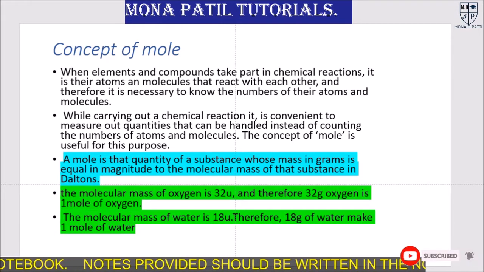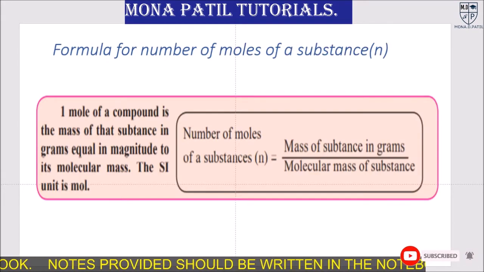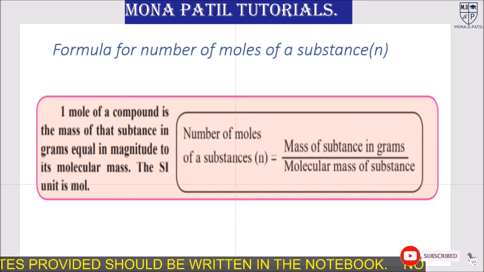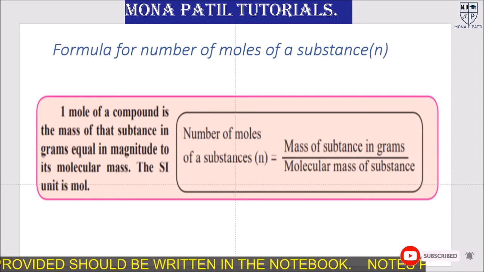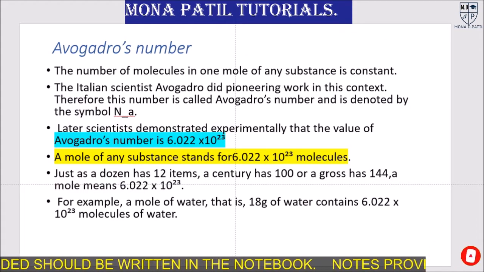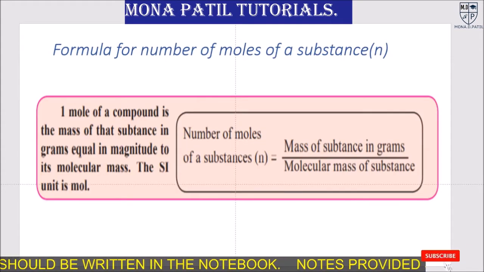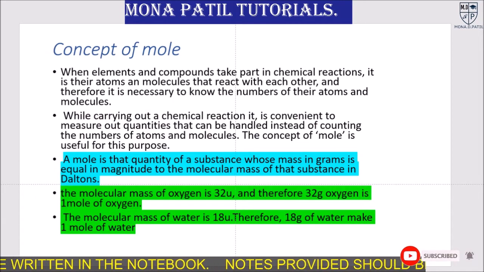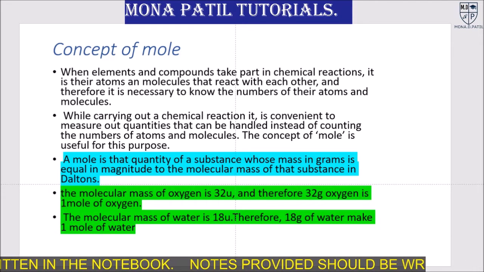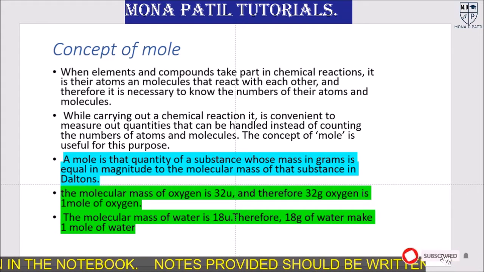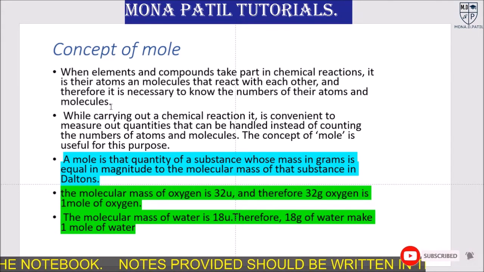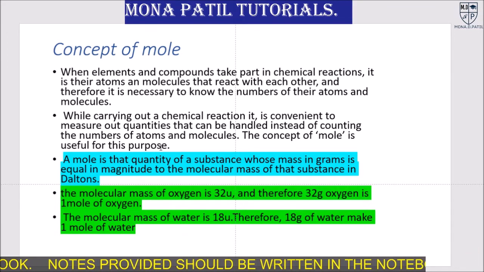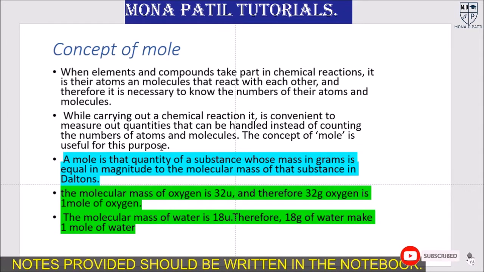Then, when elements and compounds take part in a chemical reaction, it is their atoms and molecules that react with each other, and therefore it is necessary to know the number of their atoms and molecules. However, while carrying out a chemical reaction, it is convenient to measure out quantities that can be handled instead of counting the number of atoms in the molecule.